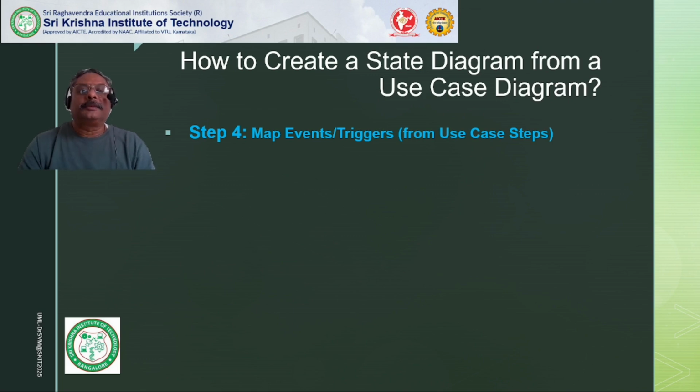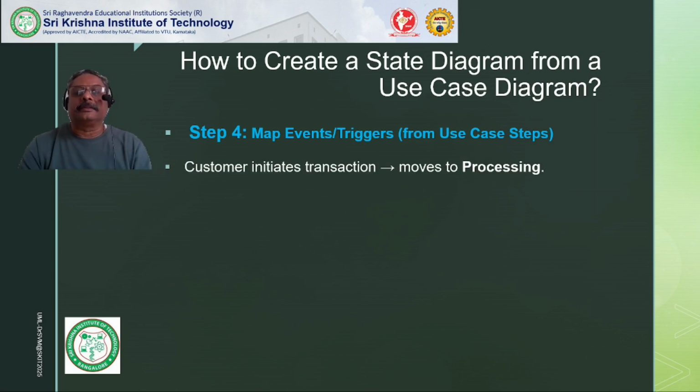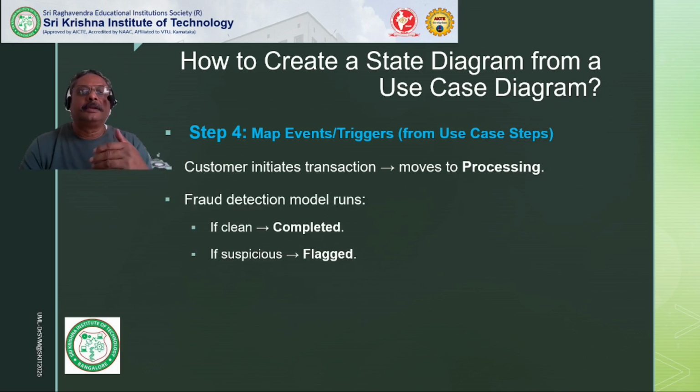Then the next step is to map these event triggers from the use case steps. So the customer initiates the transaction, so from the idle state, it moves to the processing state. Then the fraud detection model runs. So if the transaction is clean, then it leads to the completed state.